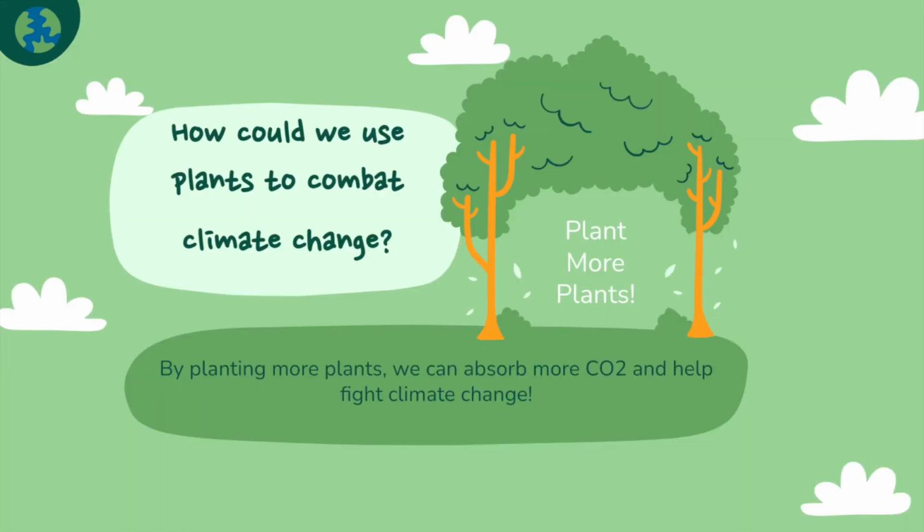So now I bet you're wondering, how exactly could we use plants to help combat climate change? Well, the answer is simple. We have to plant more plants. By planting more plants, we can absorb more CO2 and help fight climate change.